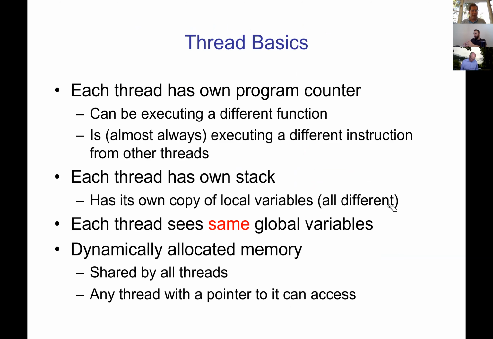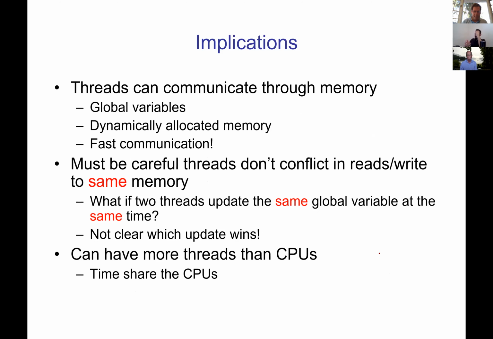All right, so this just repeats what I said. They all get their own program counter, so they can and generally are executing a different function. They are executing a different instruction from other threads. They all have their own stack, which means they all have their own local variables, but they see the same global variables and the same variables created by new. So this allows you to communicate very efficiently between threads, because they can all communicate by just using the same global variables and the same objects that were created with new. So that's good.